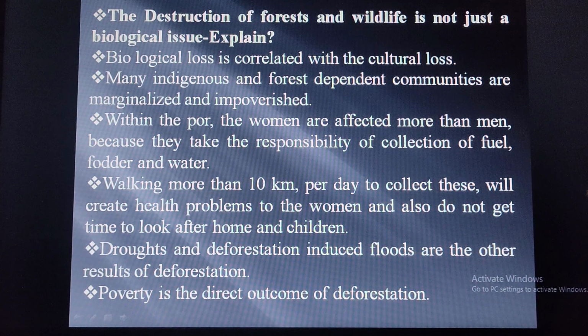Humans who are living near the forest area will face a lot of problems, such as floods. This is the result of deforestation. So the destruction of forest and wildlife is not just a biological issue. Let us move forward.